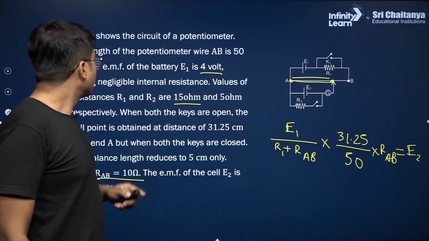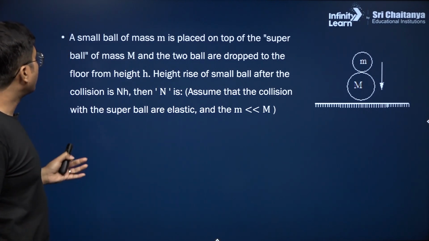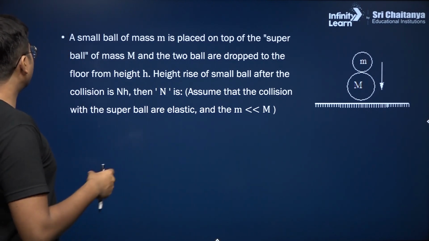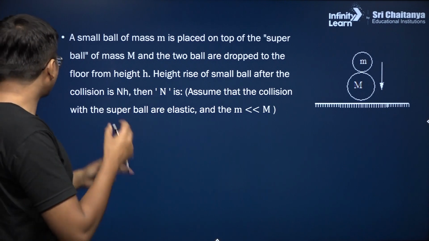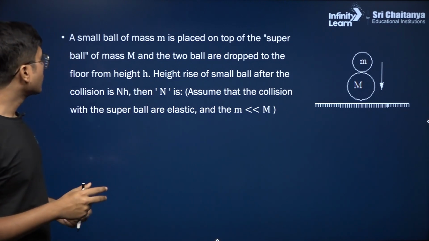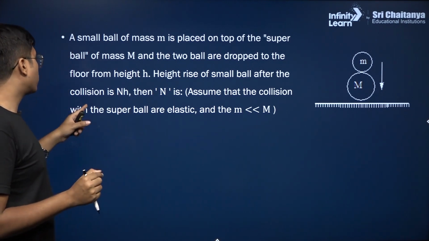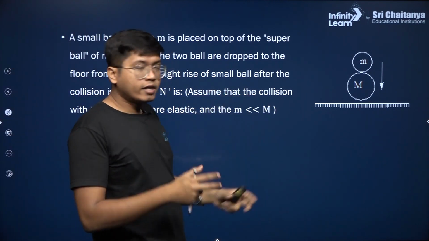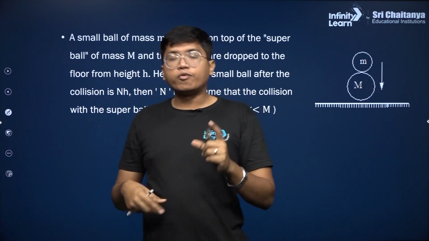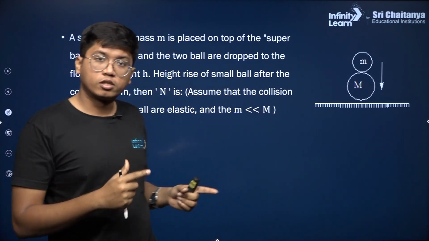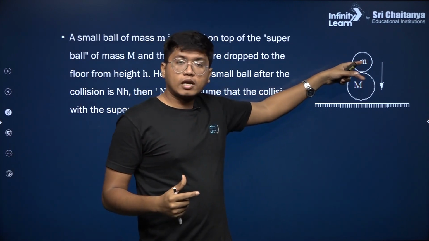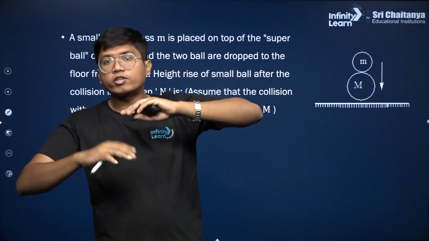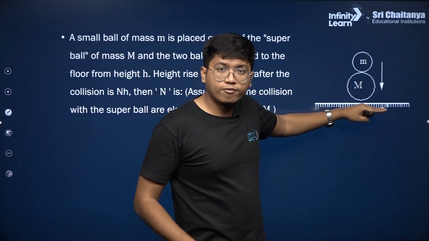Okay. Next up, it says that a ball of mass m is placed on top of a super ball of mass capital M, and the 2 balls are dropped to the floor from a height h. The height risen by the small ball after collision is nh. Then n is, as we have to assume. So here both of the balls are coming down, and where is the collision between the balls? The collision between the balls will occur at the moment just after the lower ball has hit the floor.